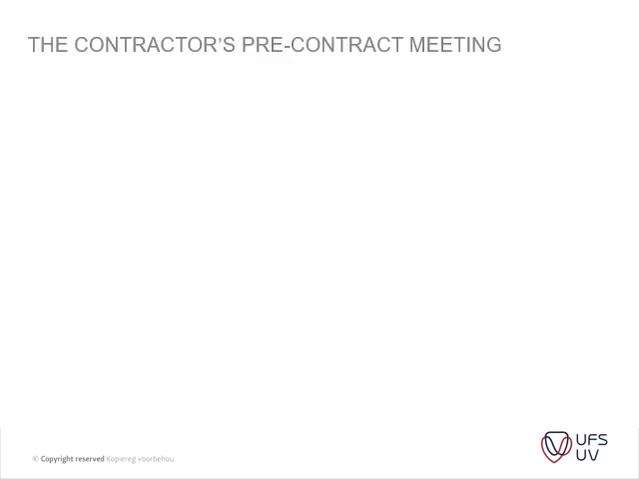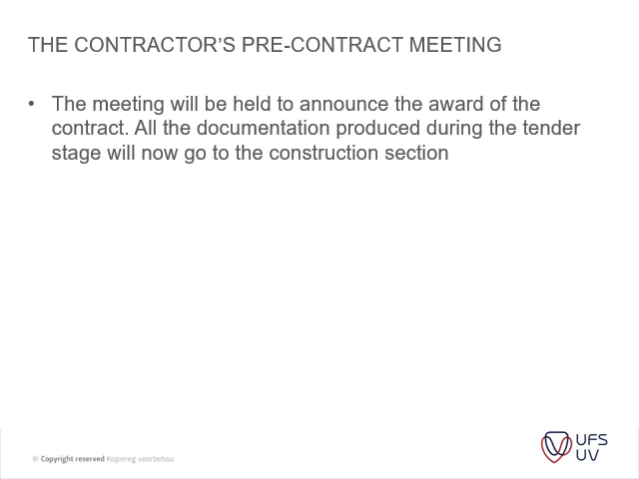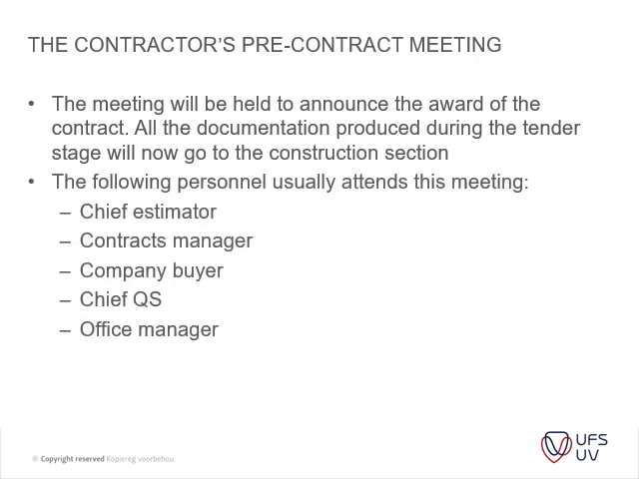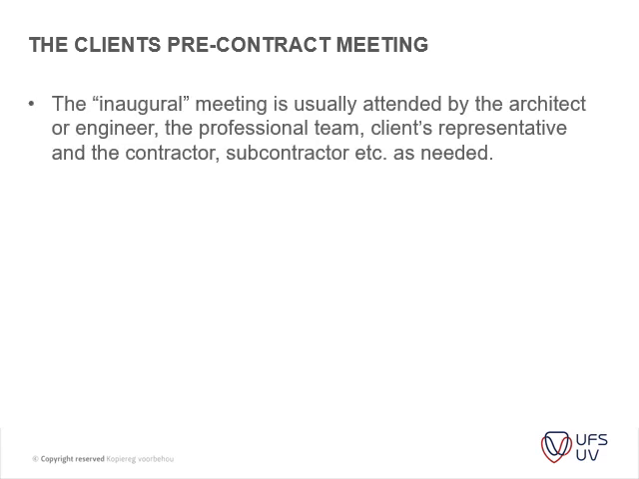Okay, then we get to the contractor pre-contract meeting. Usually there's a bit of an announcement and a big do within the construction company if it's a big thing that they've won the tender. Then the following personnel usually attend an actual planning meeting: the chief estimator, the contract manager, accompanied by a chief QS and the office manager. There's a certain amount of handover from the people involved in the tender process to the actual guys implementing the contract.